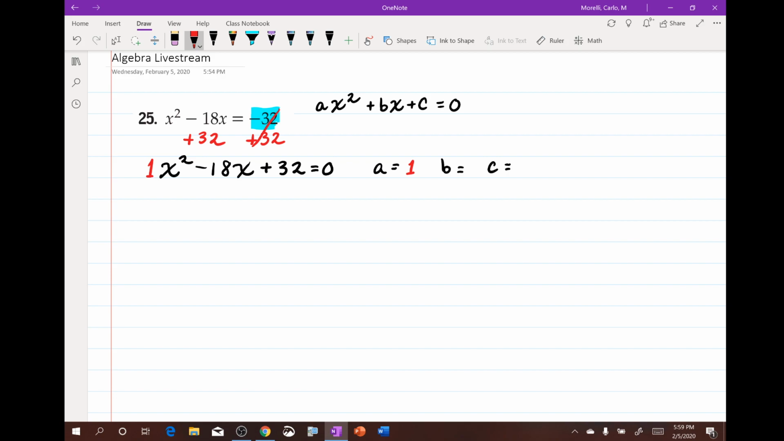Now, to the other person that I'm talking to, because I'm not going to use names, what is B? Correct. And what's C? Anybody? Positive 32? That's correct. So C is positive 32.